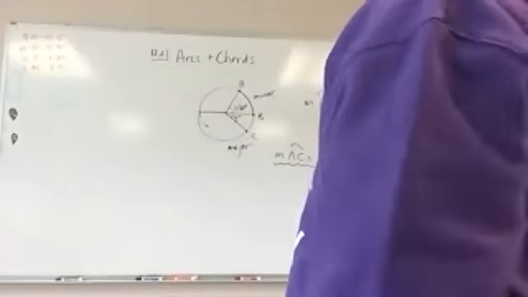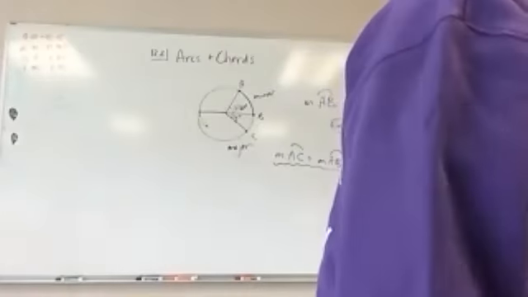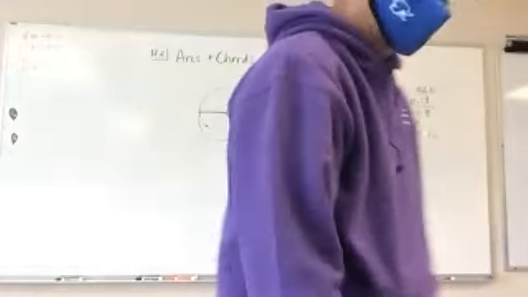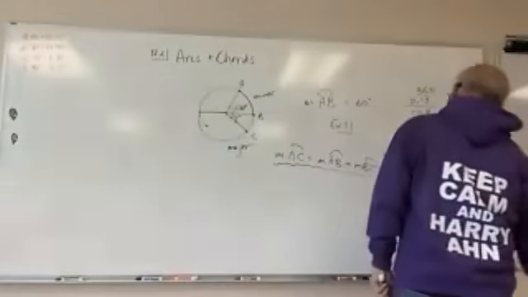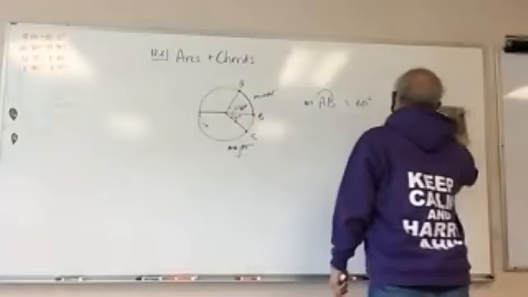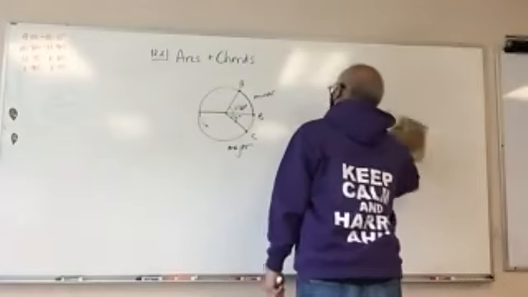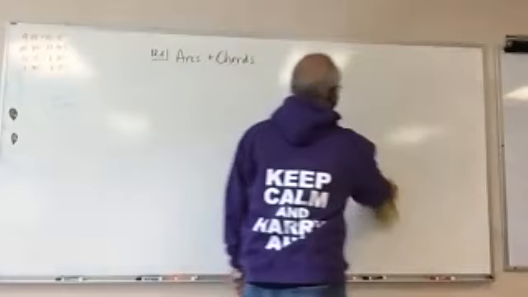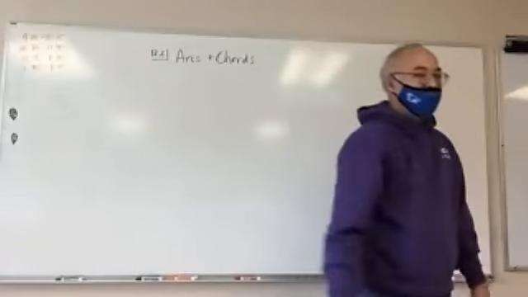Example number two, find the arc length of CDE. Well, CD is what? What's the arc length for CD? Anybody? 90 degrees, right? And then DE is what? 18, so you add them together, you get 108. Simple as that.